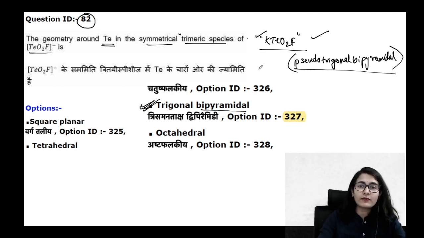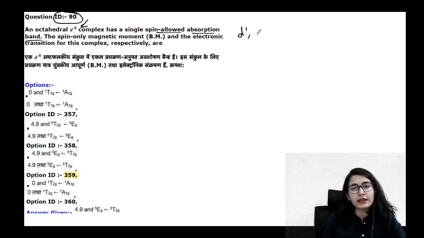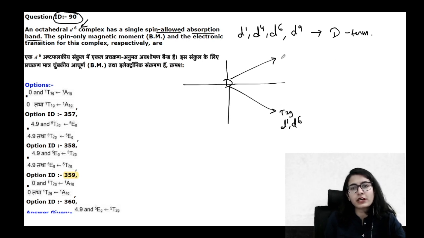Right? So we move onwards and see another important question, ID 90. An octahedral d6 complex has a single spin allowed absorption band. That is a d6 complex, guys. So you know already that d1, d4, d6 and d9 species all of these are going to have the capital D spectroscopic term, and the D term is going to split in this way. For d1 and d6, you know the Orgel diagram, it is going to split into T2g and Eg like this. So there is only one transition over here.